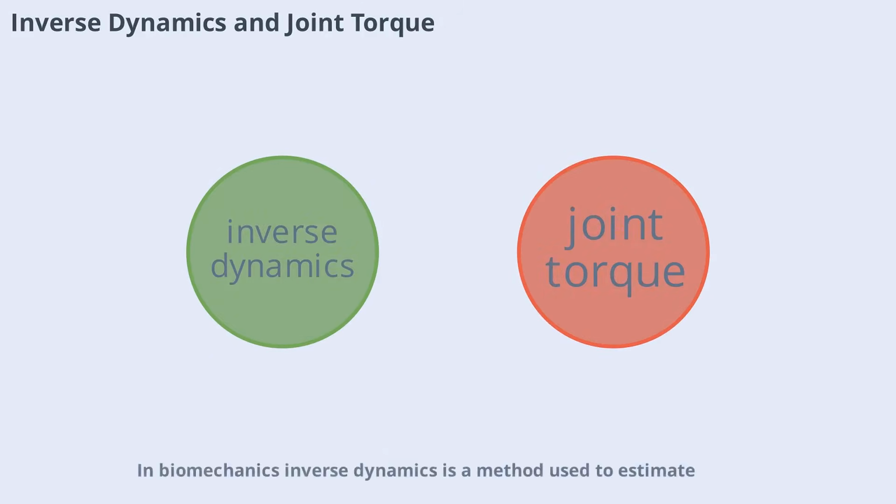In biomechanics, inverse dynamics is a method used to estimate the forces and torques at joints during movement. The ICR plays a key role in these calculations as it defines the axis about which rotation occurs. Accurate identification of the ICR ensures that torque estimates are reliable, which is essential for both research and clinical applications.